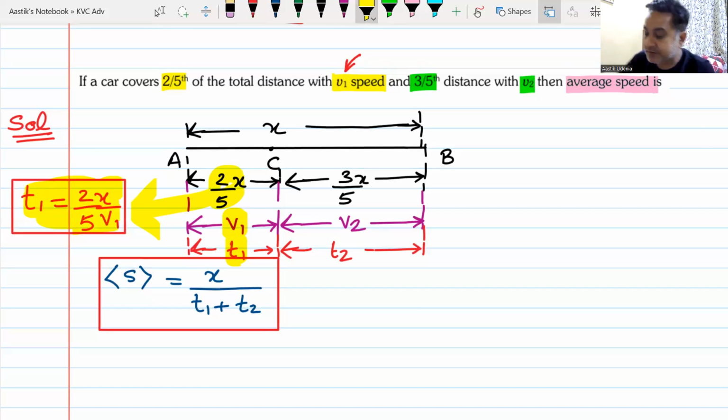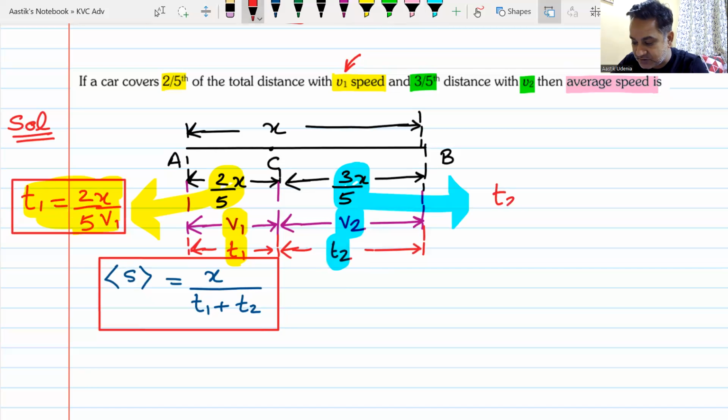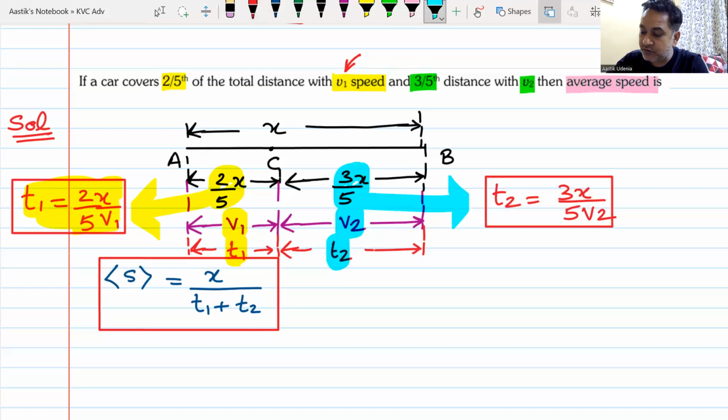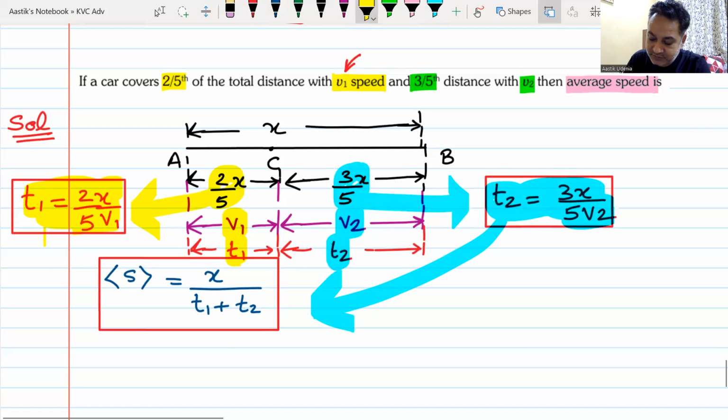Anyways, now let us move on to the second period of time, T2. Time is T2, velocity is V2, and the distance it is moving is 3 by 5x. Can you tell me how much is T2? 3x by 5 V2. Yes or no? Yes, sir. Now, can you put both of these values in this equation? This one and this one. And can you tell me the value of average speed?